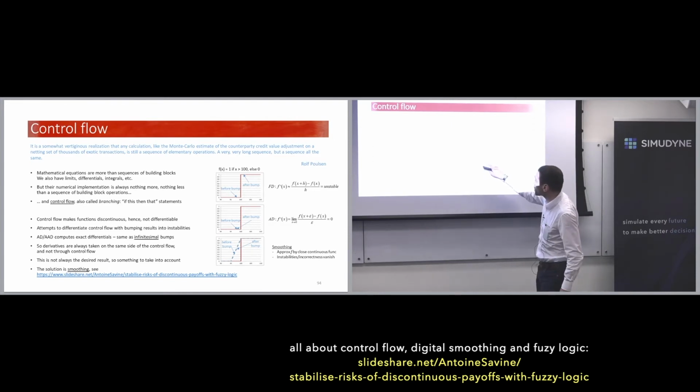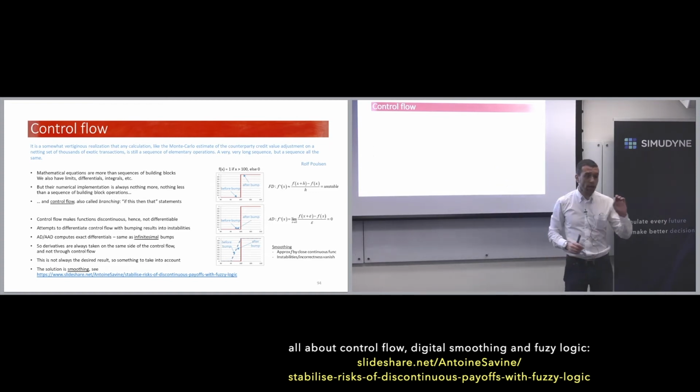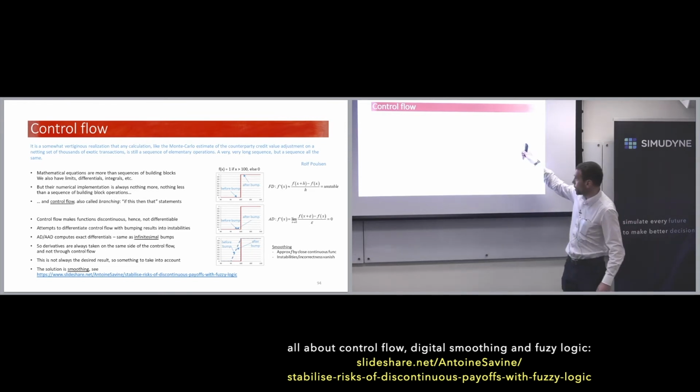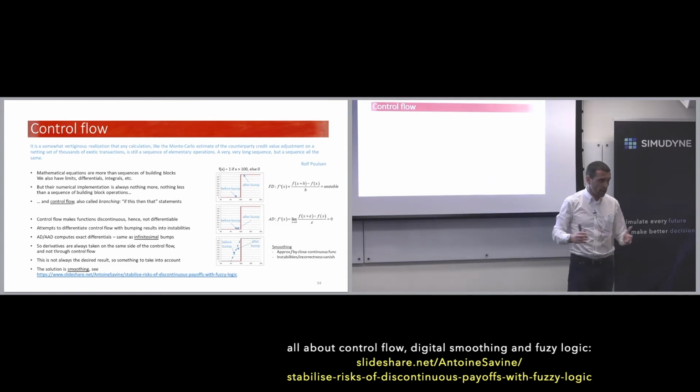Which means that in the case of a digital, the differential that AD will give you will always be 0. AD always differentiates on one given side of a control flow. It always differentiates over the branch where the calculation was executed. But it doesn't differentiate through control flow. Bumping tries to differentiate through control flow and fails. AD never differentiates at all through control flow.